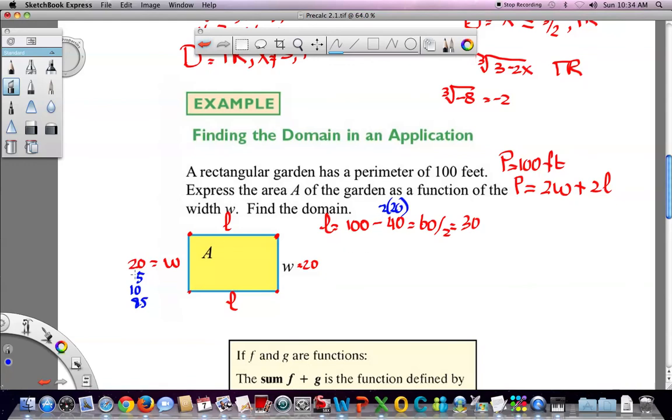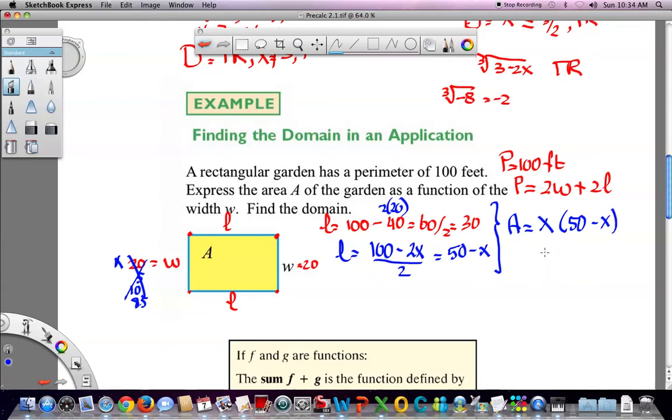Well, if the width is an unknown, so now I'm going to say the width is x, then the length would be 100 minus 2 times x, right? And then we divide that by 2. Now this one does divide out, so you actually get 50 minus x for your length. Okay? Well, then that allows me to write an area formula. So the area would be the width, x, times 50 minus x. And then now we can do something with the domain.